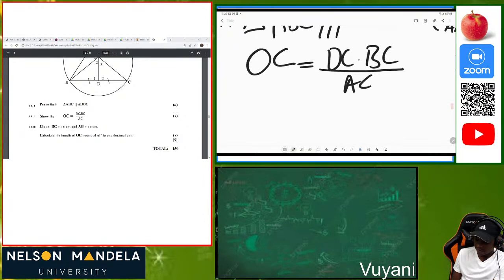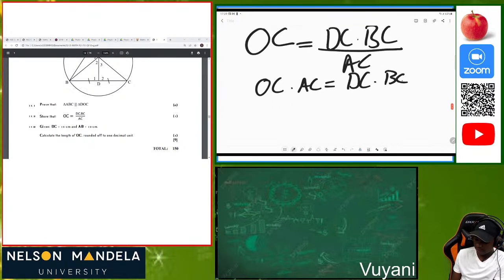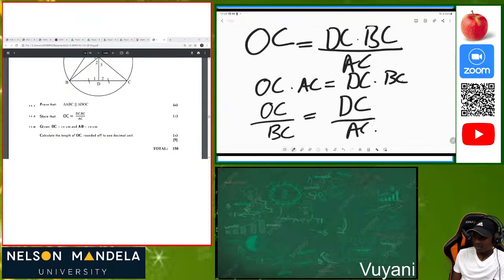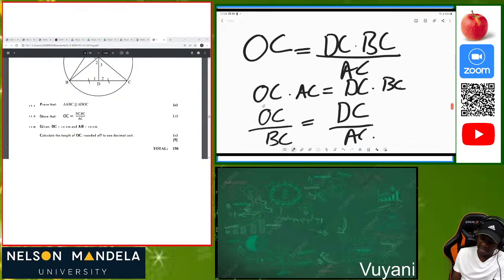When we have OC times AC, it will be equivalent to DC times BC. So we can divide both sides by BC, so we have OC over BC, and we divide the other side by AC, so we have DC over AC. Do you see that? So that's basically what they want here, but nonetheless, they want us to prove this.